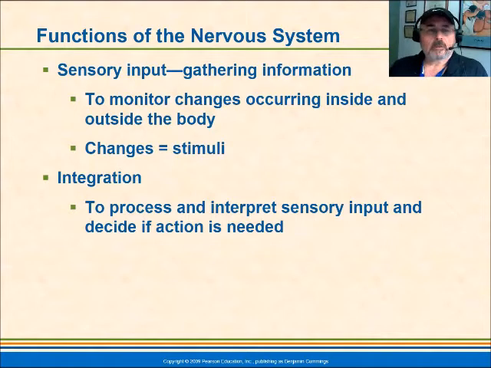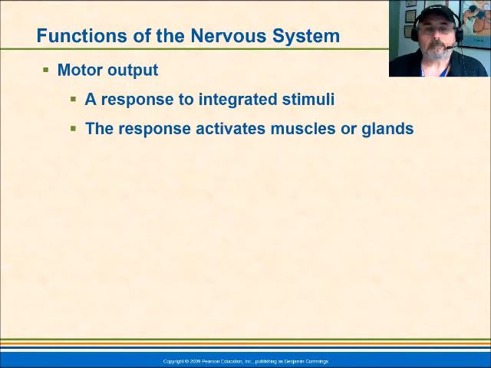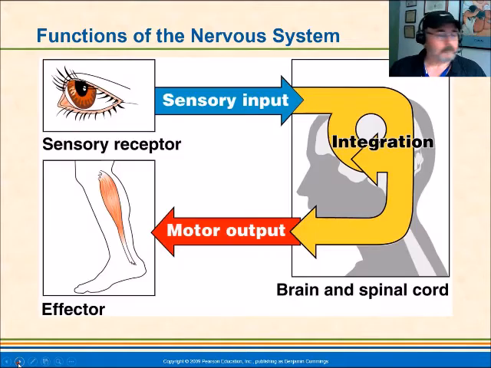We take that information and we integrate it. Basically, we've got a whole different set of nerves called interneurons that just process this information and decide whether it is important enough for us to act on. Beyond that, we have motor output. A response to the integration aspect is the motor output, and that can go to muscles or glands, depending on what kind of activity we've got going on.